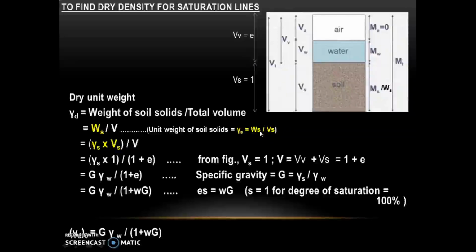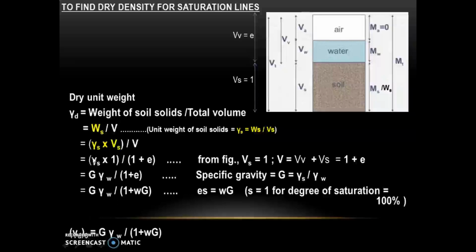We will replace Ws in terms of gamma s. So, Ws will be gamma s into Vs. So that is written here, Ws is equal to gamma s into Vs. From the figure we can see that Vs is equal to 1. So Vs is written as 1 and total volume V, that is Vt or V, is equal to 1 plus e. So V is replaced by 1 plus e.